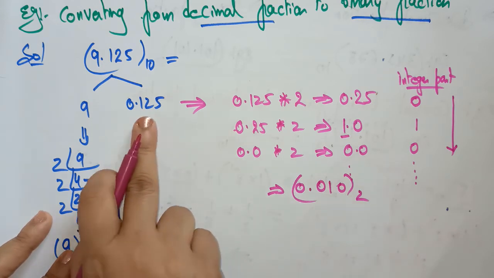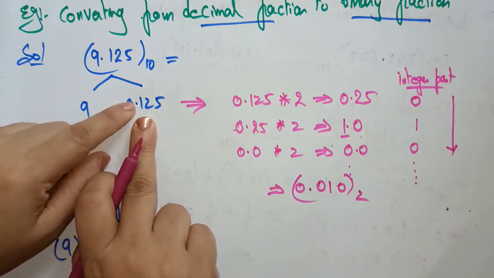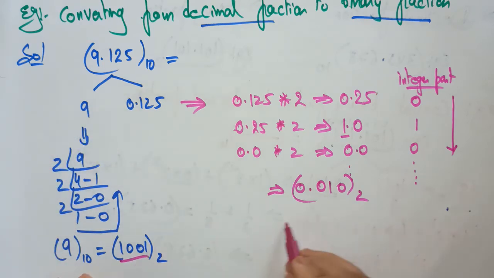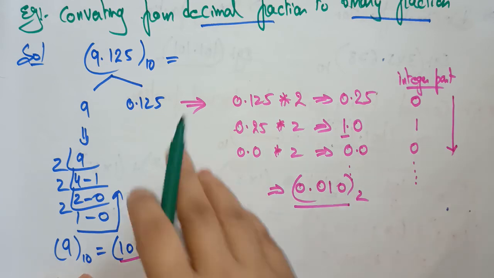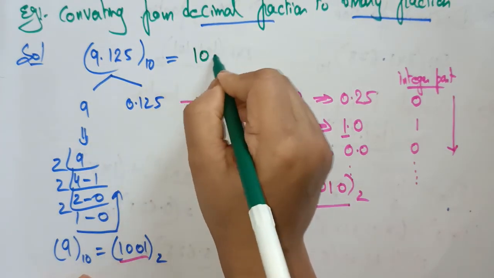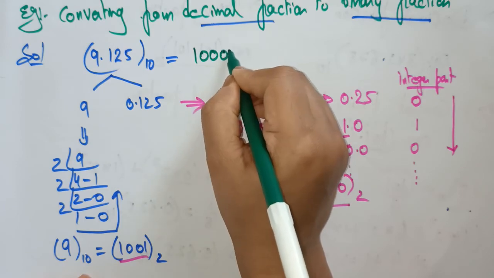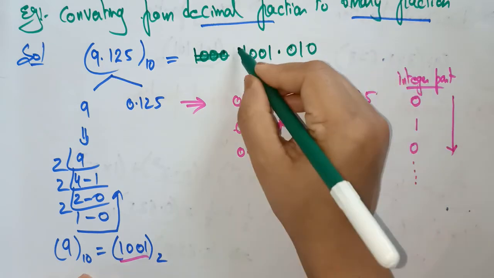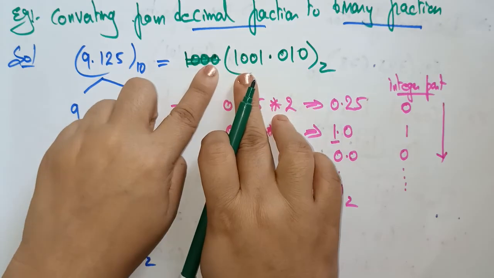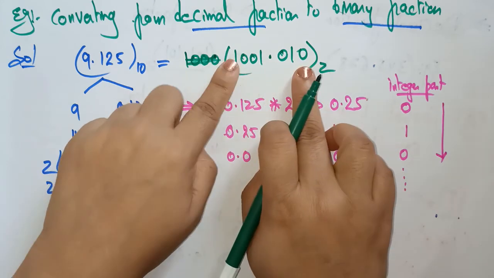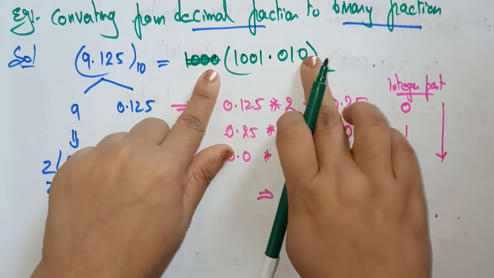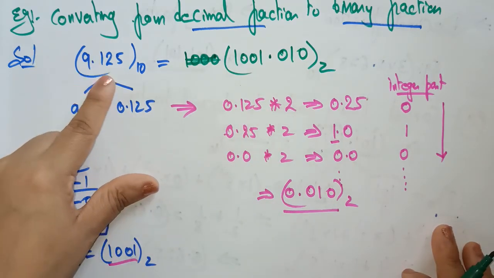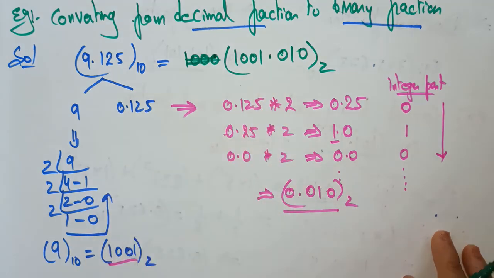So whatever the decimal fraction part there is, it is converted into binary. Now combine this and this. The final answer for the given decimal fraction is 1001.01001 to the base 2. Here on the right-hand side you can keep any number of zeros, and on the left-hand side you can keep any number of zeros. But this is the equivalent: whatever the decimal fraction is, it is equivalent to the binary fraction.